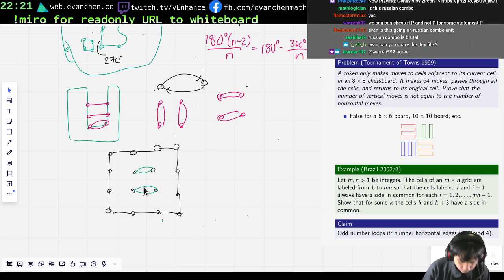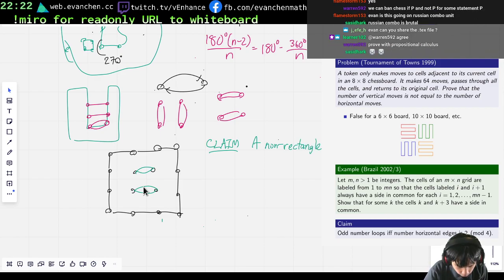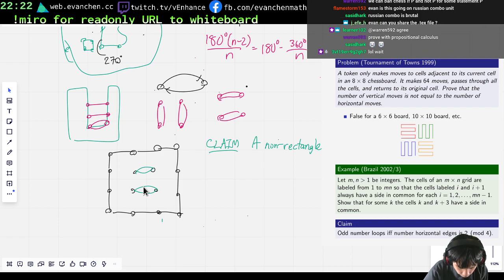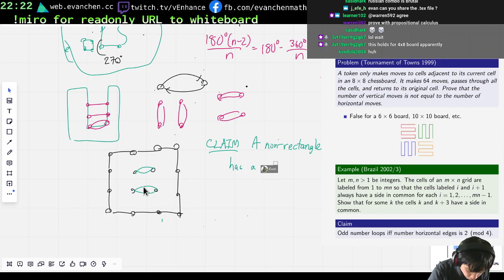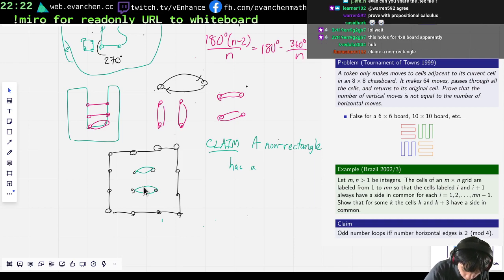And so what I really hope is the following claim, which is that a non-rectangle has a U-turn. Yes, if there's a U-turn, then I can exploit it, and that's what I want.